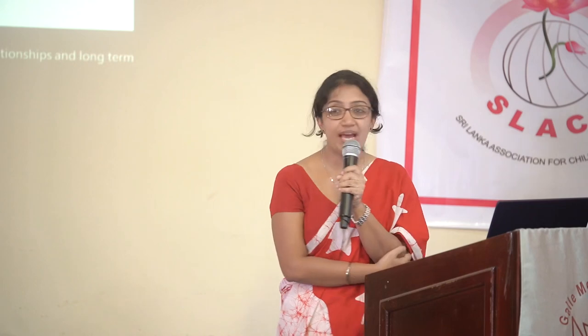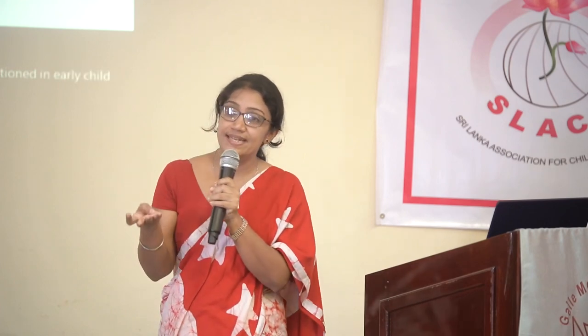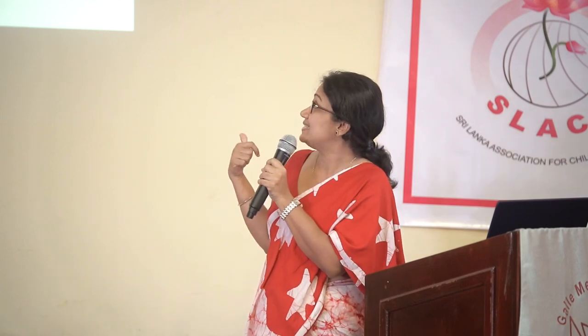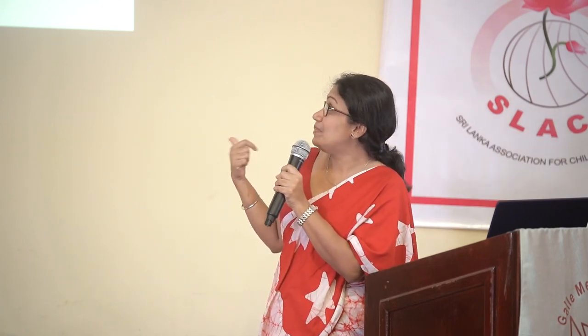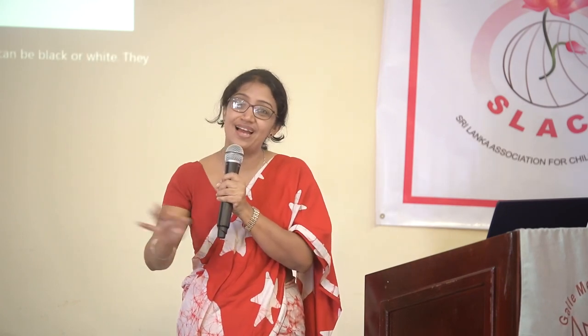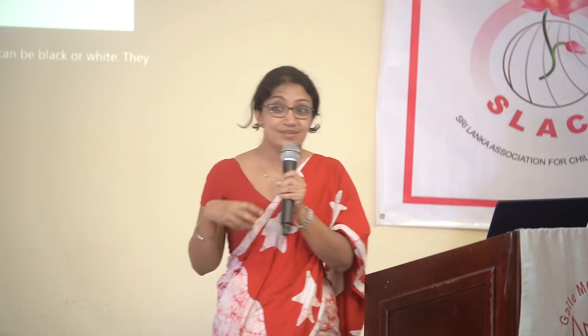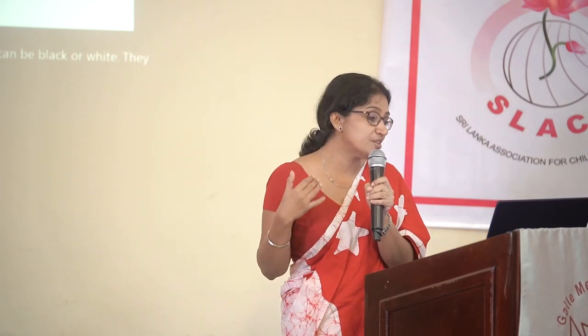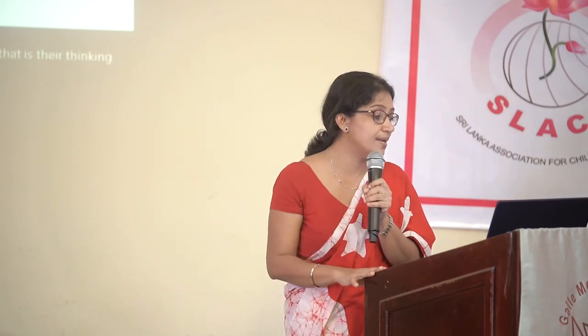Okay, now we are moving on to the second component, which we mentioned in early child development, like restricted and repetitive interests and behaviors. So what we see in adolescents? Here, they present with inflexibility or rigidity, with what we call black and white thinking. They only know that things can be either black or white. They don't know that there can be a range of colors in between. So that is their thinking pattern. Most of the time they think in a black and white manner.